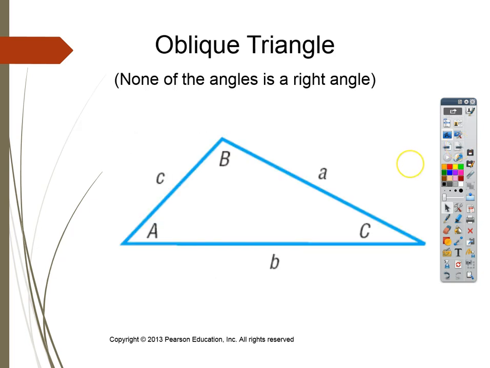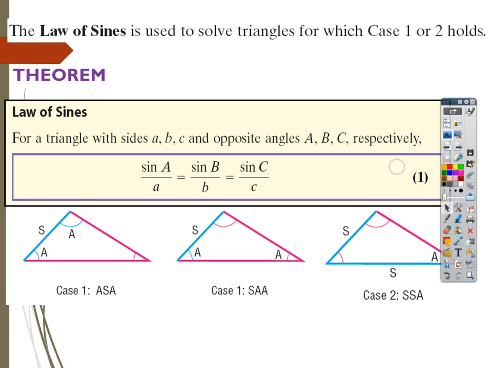Glad you asked. Okay, the law of sines is used for an oblique triangle where none of the angles are a right triangle. That's going to be a triangle just like this. And the law of sines says this. It says for any triangle with sides, little sides a, b, and c, and opposite angles, capital A, capital B, capital C, respectively, sine of A over a is equal to sine of B over b equal to sine of C over c.